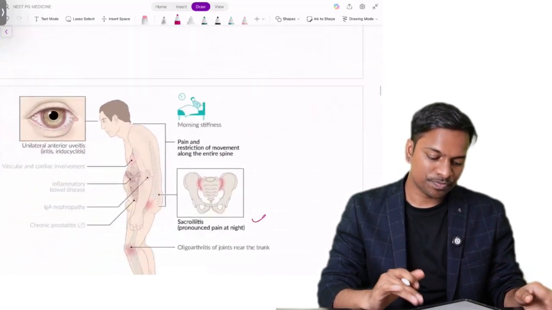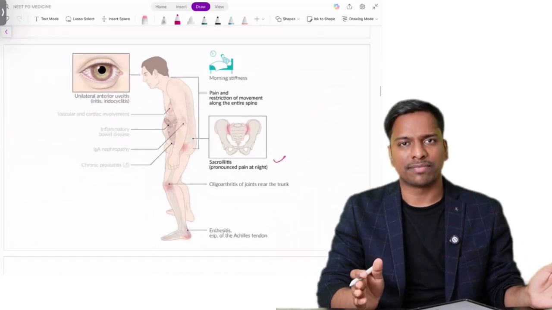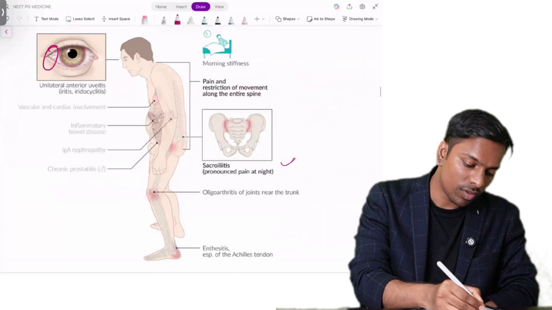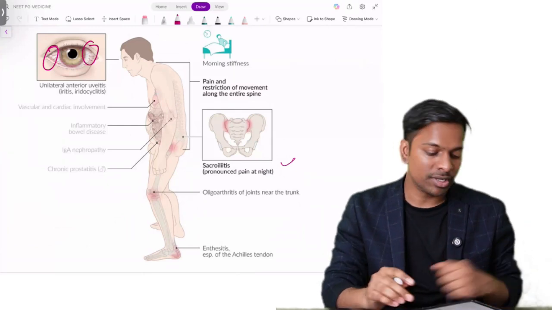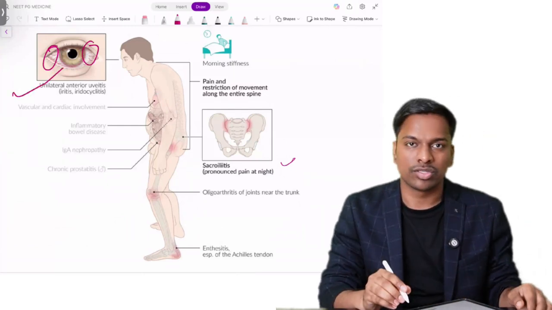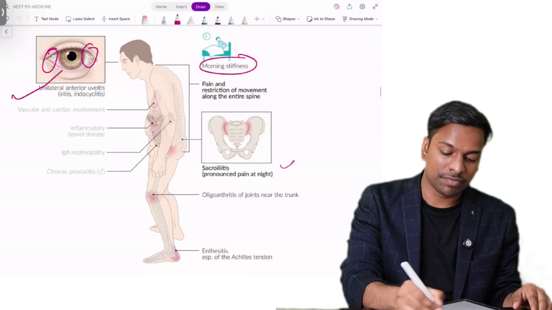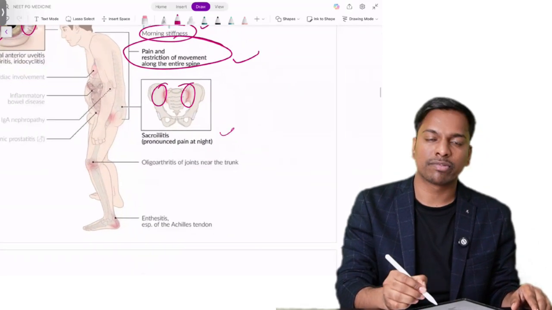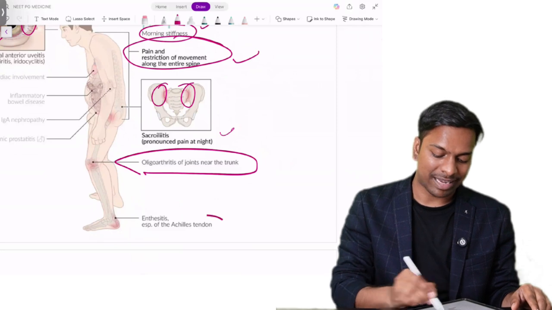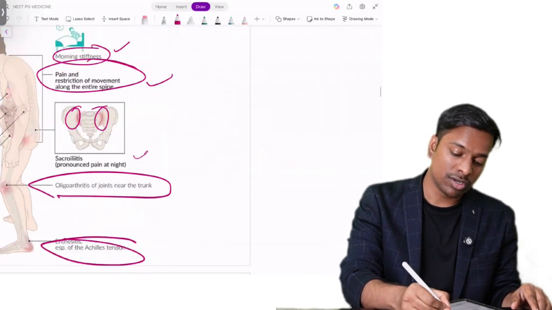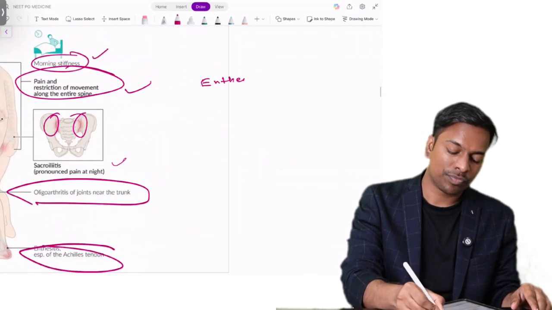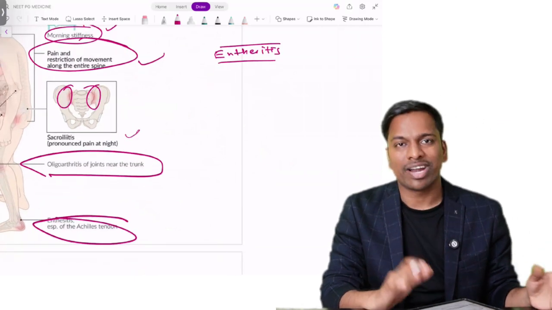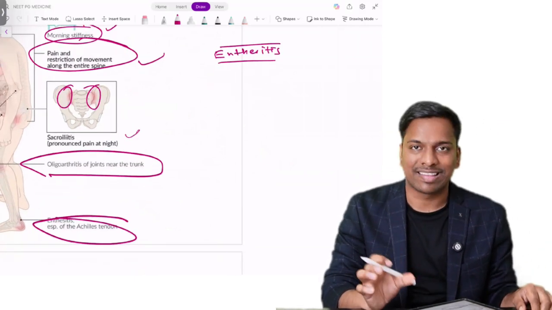So this is how the extra-articular manifestations of ankylosing spondylitis can appear. Here we have uveitis involvement, anterior uveitis, plus morning stiffness, pain and restriction of movement along the spine. Sacroiliac joint involvement will be there. Oligoarthritis can occur. Enthesitis is also a very important feature. Enthesitis means inflammation where there is a connection between the bone and the tendon. That part is called the enthesis.